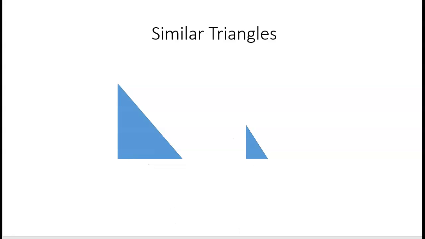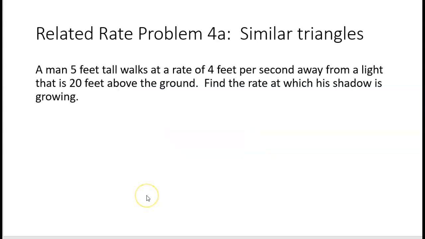Right, so let's go ahead and take a look at an example that uses similar triangles. So a man 5 feet tall walks at a rate of 4 feet per second away from a light that is 20 feet above the ground. Find the rate at which his shadow is growing. All right, so I want you guys to pause the video here and see if you can draw a picture of this scenario. And when you unpause it, you'll see my picture.